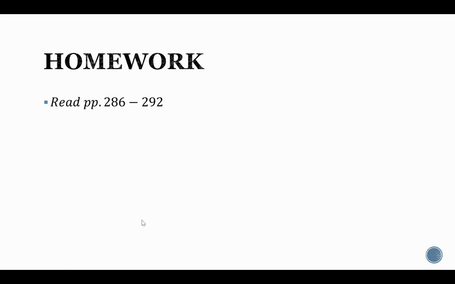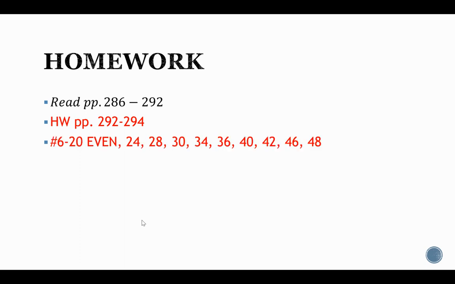So take some time. Make sure you're reading through pages 286 to 292. Your homework's going to be 292 to 294, and we're doing numbers 6 through 20, which again are examples of variation between these different quantities. We're looking for either direct or inverse.